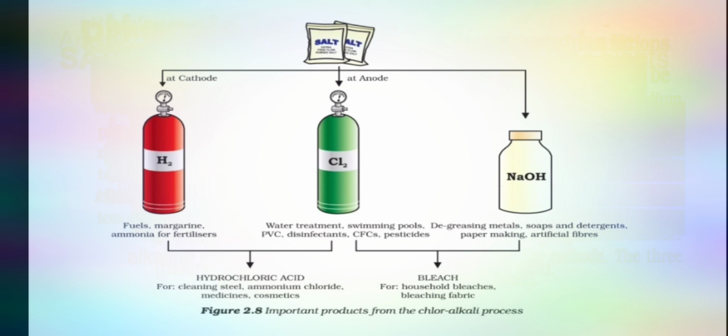H2 gas is used in fuels, margarines, and ammonia for fertilizers. Cl2 is used in water treatment, swimming pools, PVC, disinfectants, CFCs, pesticides, etc. Then the sodium hydroxide is used for degreasing metals, soaps and detergents, paper making, and artificial fibers. Combination of hydrogen and chlorine gas leads to the formation of hydrochloric acid, and the chlorine and sodium hydroxide combine together to form bleach. Okay, so it has many useful applications in our day-to-day life.